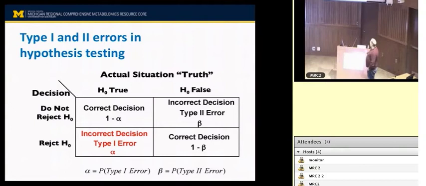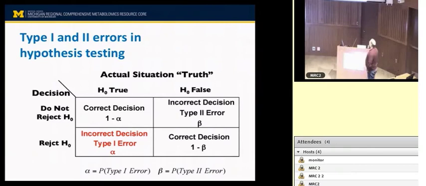I know this is just before lunch, but remember that we have formulated, and you have probably heard at some point about, type 1 and type 2 errors in hypothesis testing. This gives you a little bit of context of what the issue is and why you need to address it.